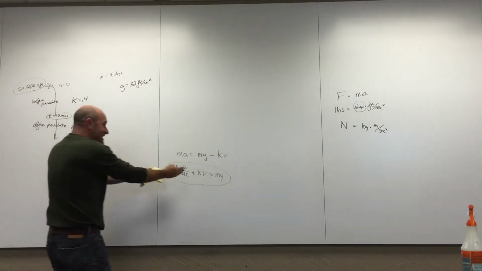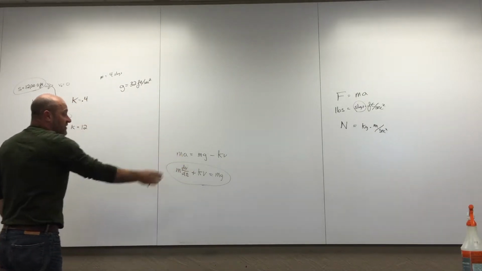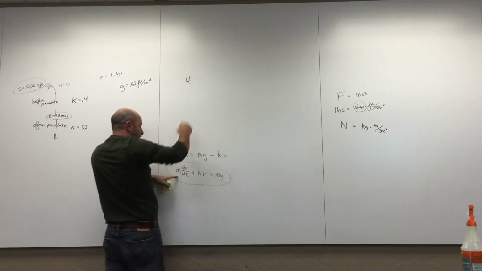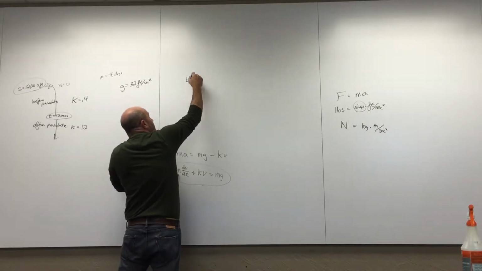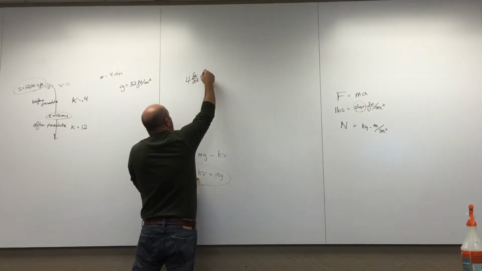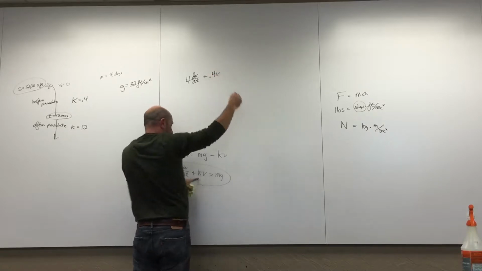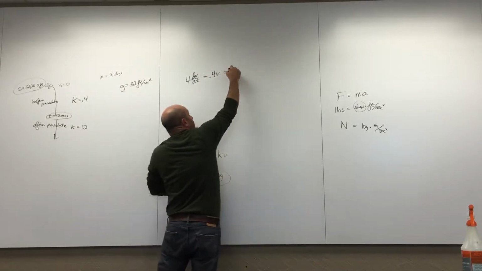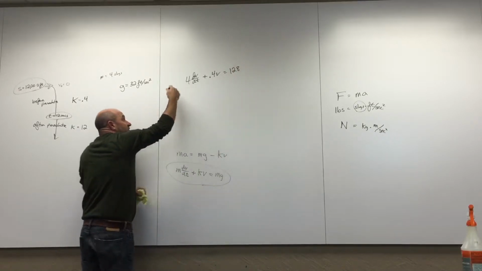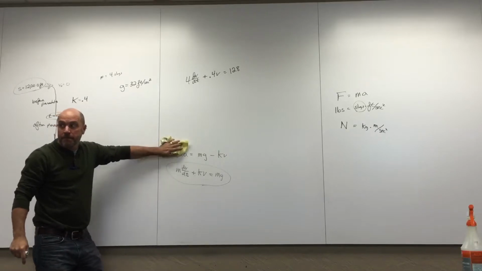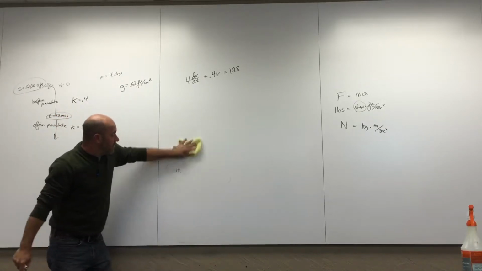Hang on, so here's my DE. I want to fill this in and solve this DE. My mass is 4. Is that what we said? The mass is 4 dV dt. The K is what's the K here? 0.4. And this is the 4 times the 32. This is the 128. How you guys doing? I just took this DE and filled the numbers in there. And now we can solve a little DE.